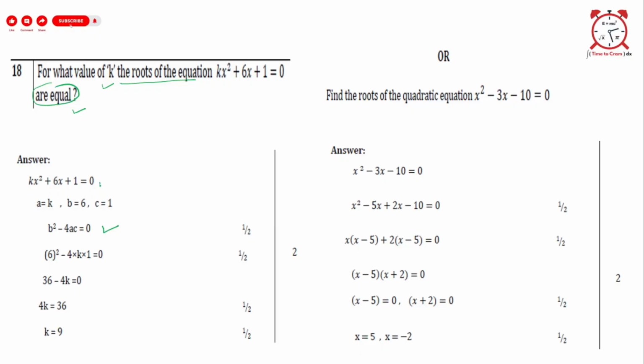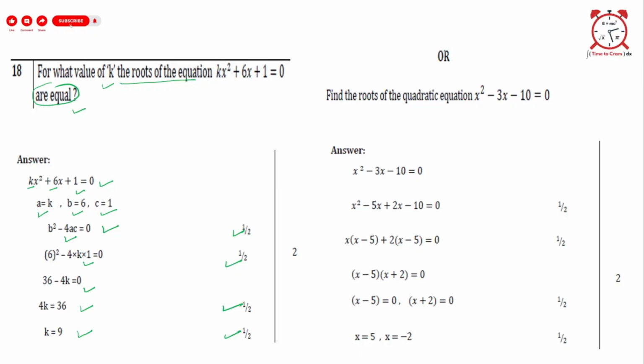So from the given quadratic equation we have to find a equal to k. a is the coefficient of x square, b is the coefficient of x and c is the constant term. Keep these values in the discriminant formula, simplify it, you will get the value of k as 9. And here you can see the marks of each step.